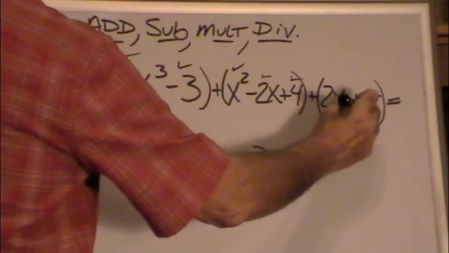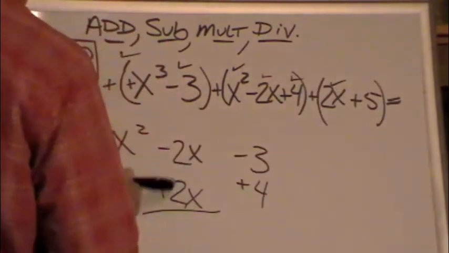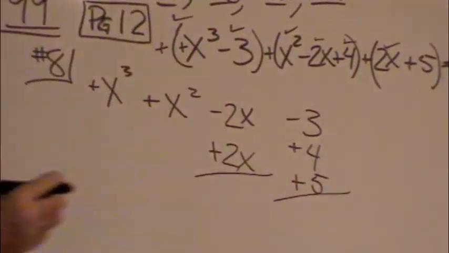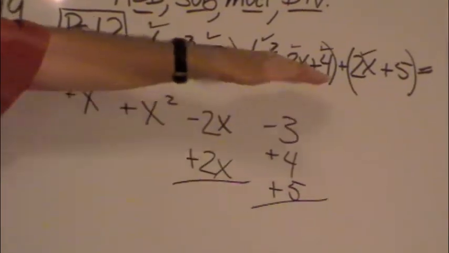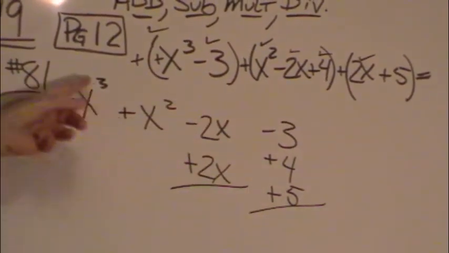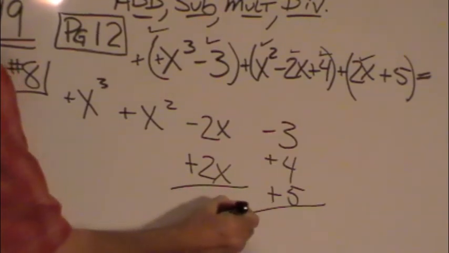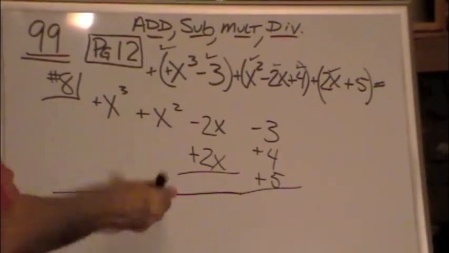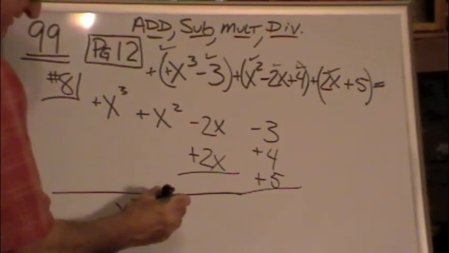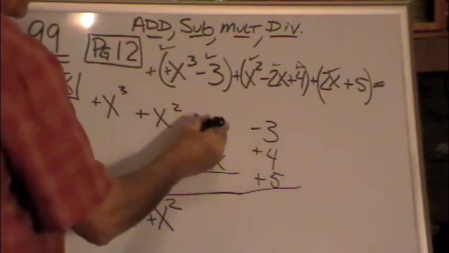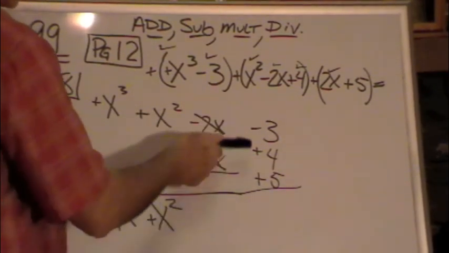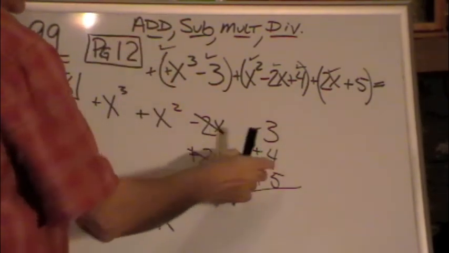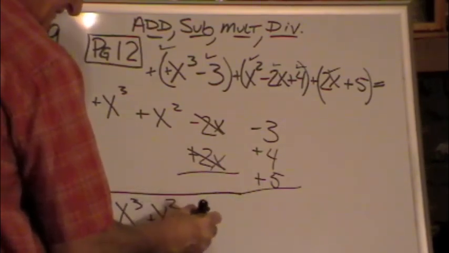And I've got a what over here? Oops, I got that one. That's that plus 2x I did. Plus 5. What I did is I stacked the same things in a column so I can keep track. So when I'm all said and done here, how many x to the thirds do I have? X to the third plus x squared. What happens here? Cancels out. What's negative 3 and a plus 4? There you go. Plus 1 and 1 plus 5 is a plus 6.